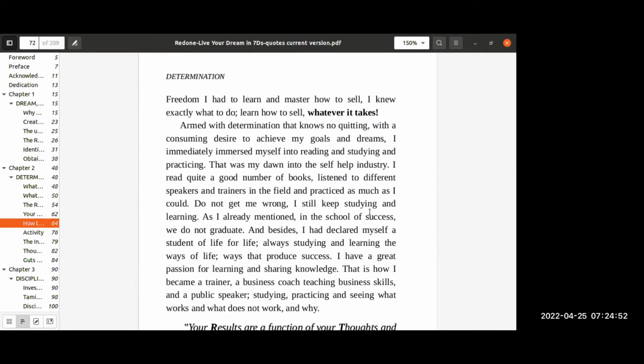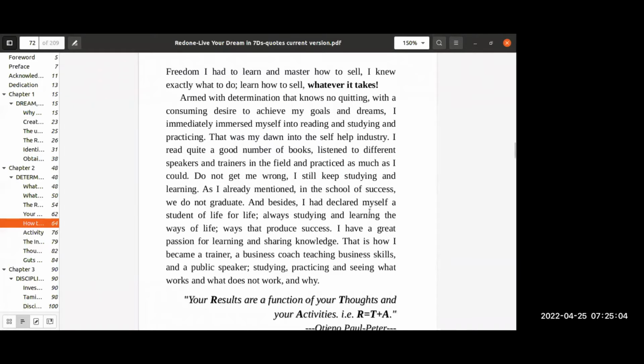Armed with determination that knows no quitting, with a consuming desire to achieve my goals and dreams, I immediately immersed myself into reading and studying and practicing. That was my dawn into the self-help industry. I read quite a good number of books, listened to different speakers and trainers in the field, and practiced as much as I could.